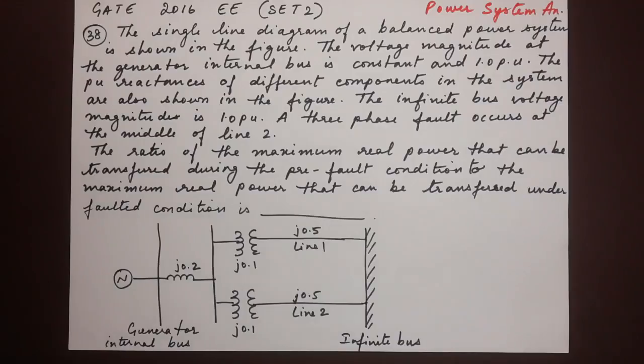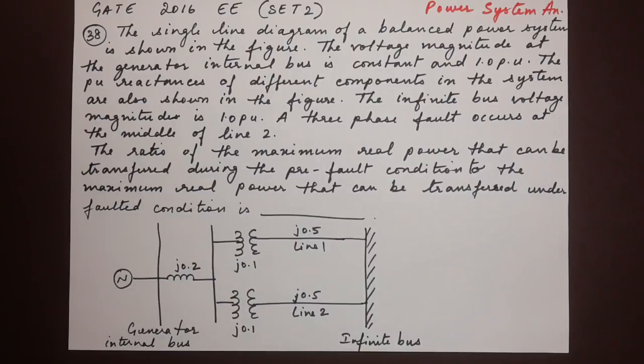Here's the next question, number 38. The single line diagram of a balanced power system is shown in the figure. The voltage magnitude at the generator internal bus is constant and 1 pu. The pu reactances of different components in the system are also shown in the figure. The infinite bus voltage magnitude is 1 pu. A three-phase fault occurs at the middle of line 2.